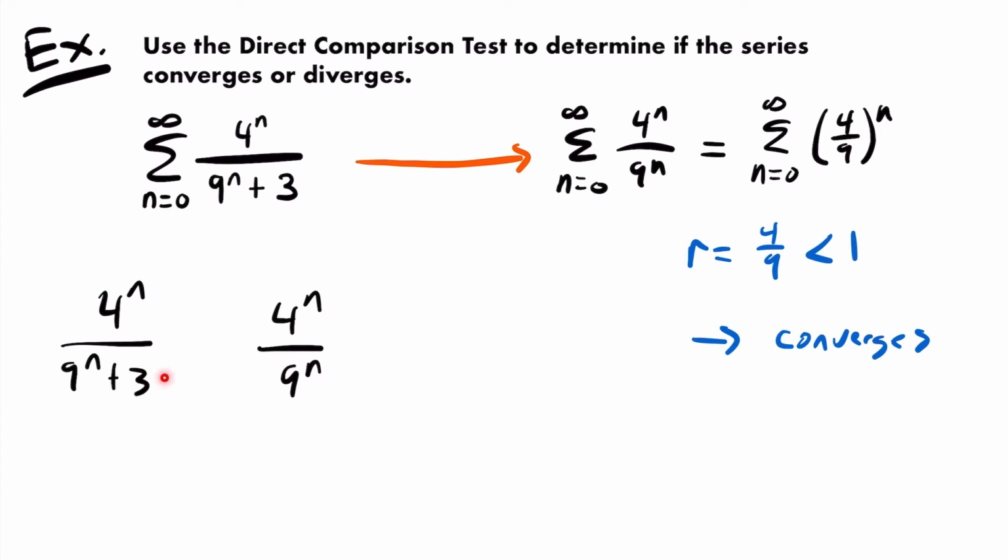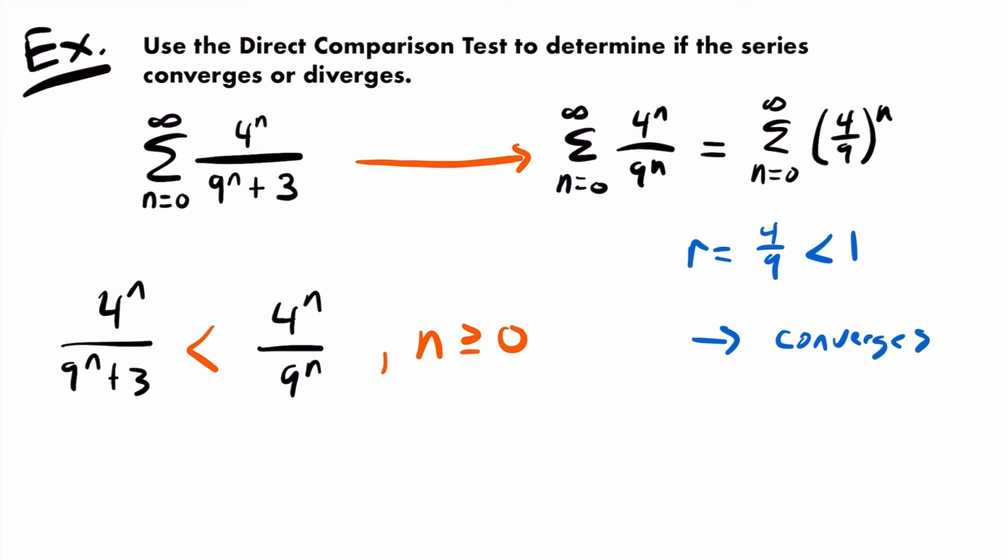And so since this denominator will always be larger than this denominator, this value will always be smaller than this value. And so we can say that 4 to the power of n divided by 9 to the power of n plus 3 is less than 4 to the power of n divided by 9 to the power of n. And that will be true for all values of n greater than or equal to 0.